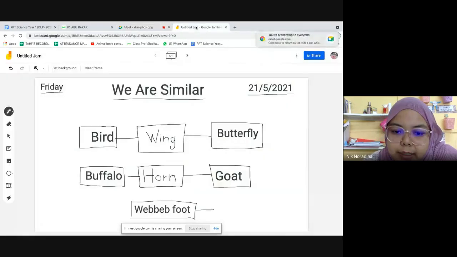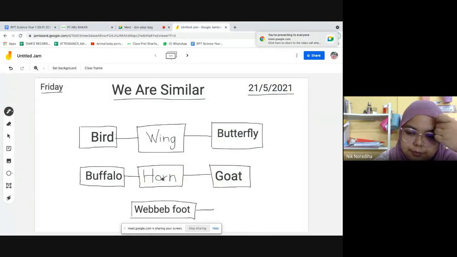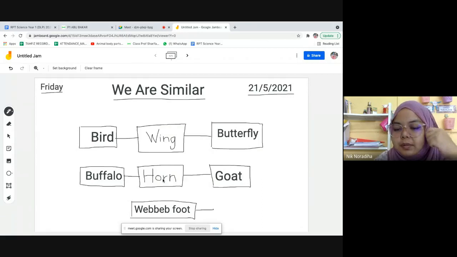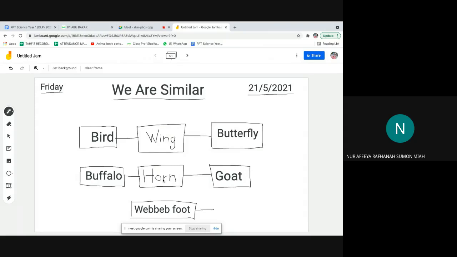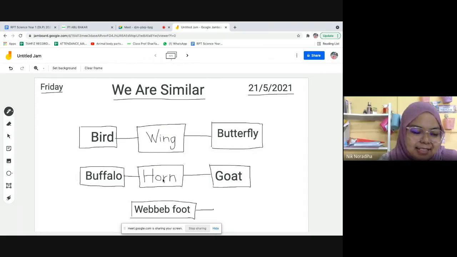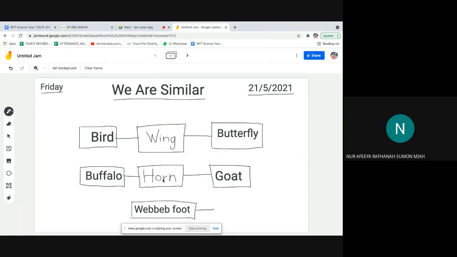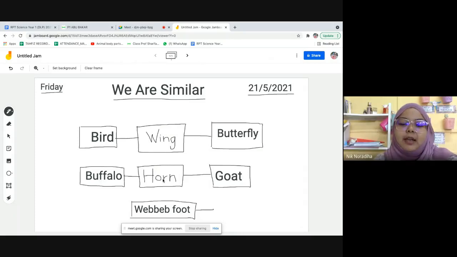Afia, can Afia turn on the microphone? Afia Rafana? Afia, are you there? Yes, teacher. Okay, good job. Okay, for web foot, can Afia give teacher one example of an animal that has web foot?